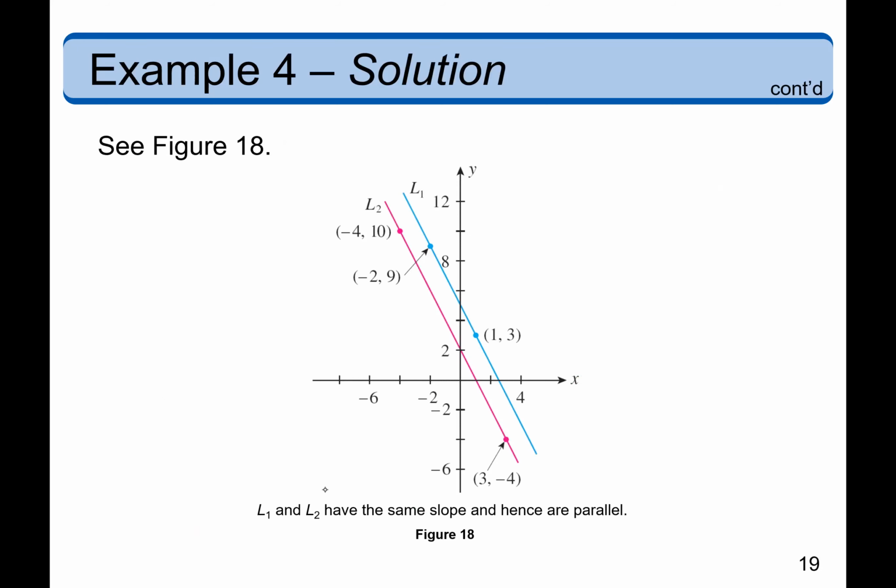And if you draw the graph, you will see this is line number 1. You plot both points, you get that. You plot line number 2 using two ordered pairs, you get that. And they are exactly parallel to each other, meaning they have the same steepness. Any question on this?